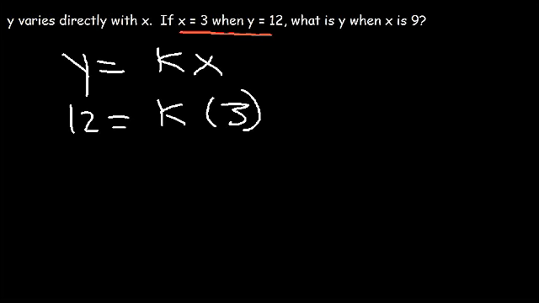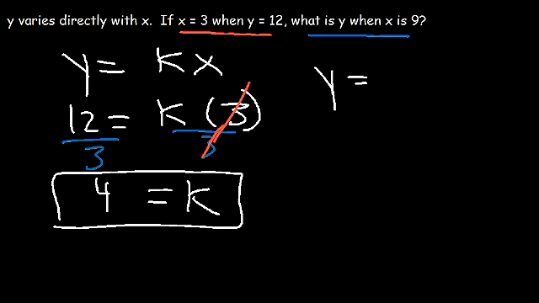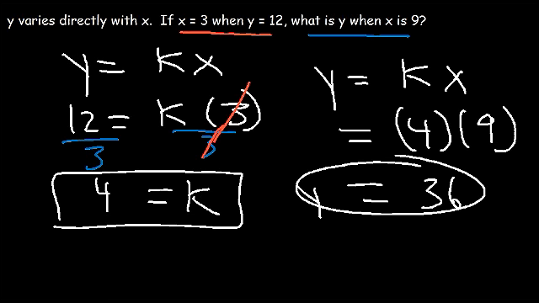To solve for k, we need to divide both sides by 3. 3 divided by 3 is 1, so we only have k on the right side. 12 divided by 3 is 4. So that's k. Now once you have k, you can answer the second part of the problem. So what is y when x is 9? So starting with the equation y equals kx, let's plug in 4, and let's replace x with 9. So 4 times 9 is 36. So therefore, y is equal to 36 when x is 9.